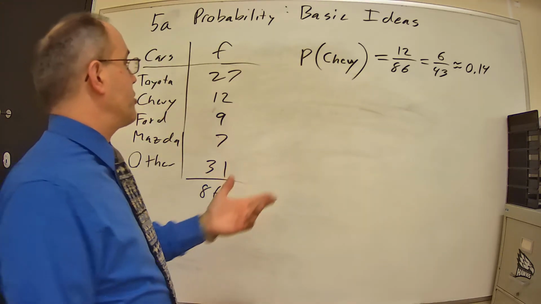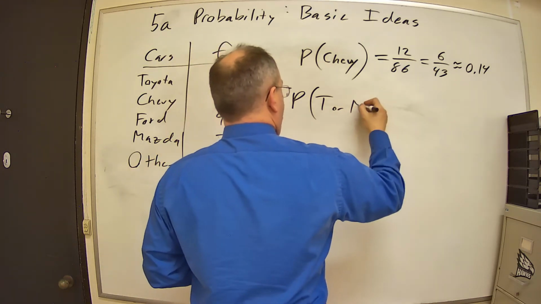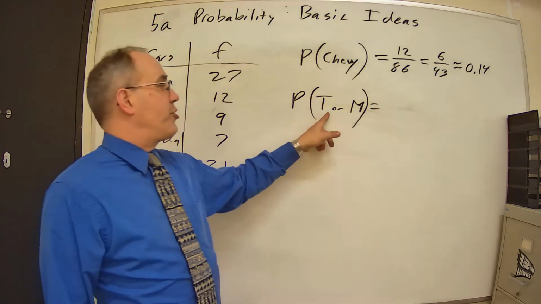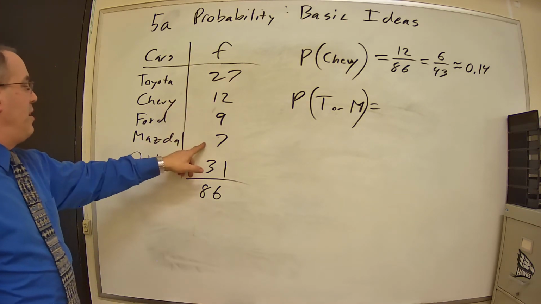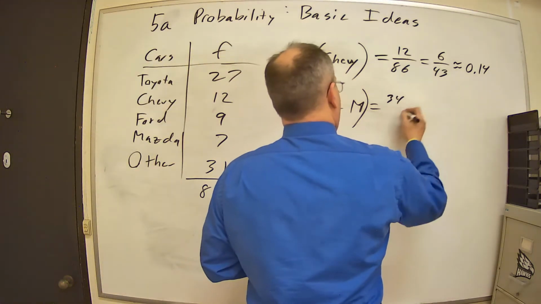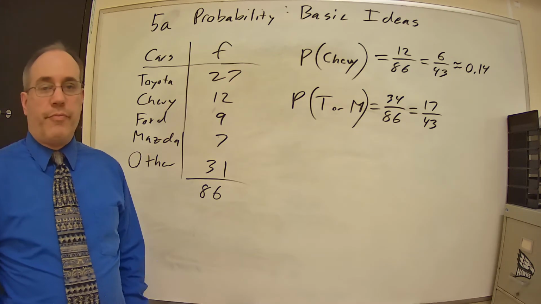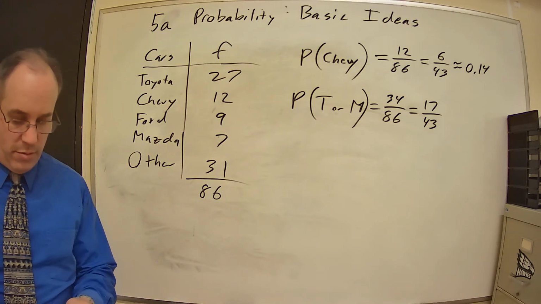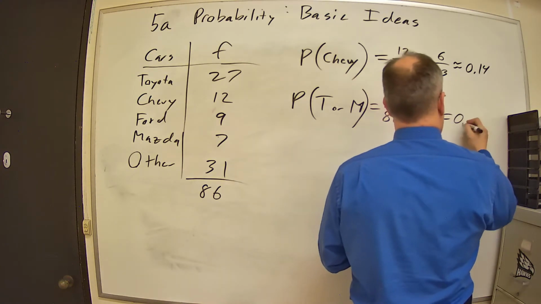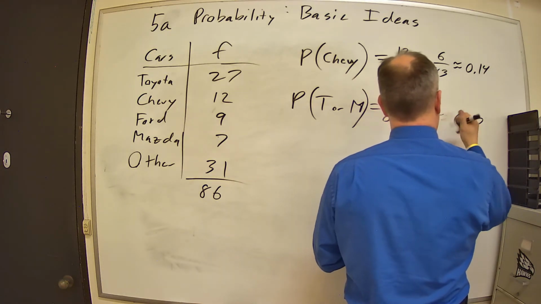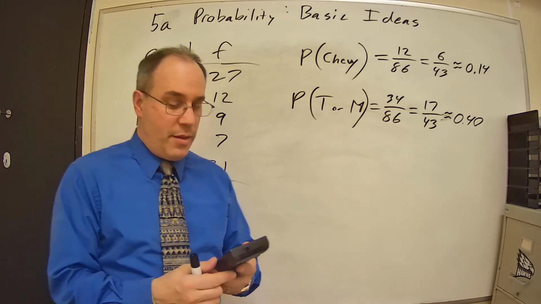So that's the probability of selecting a Chevy. What about the probability of selecting a Toyota or a Mazda? And I'm being lazy and just saying T for Toyota and M for Mazda. Okay, Toyota or Mazda, well that's 27 plus 7 is 34. So that's 34 over 86 or 17 over 43. And if you turn it into a decimal, gives you about 0.40. I came up with 0.39534883729. And of course it keeps going from there.